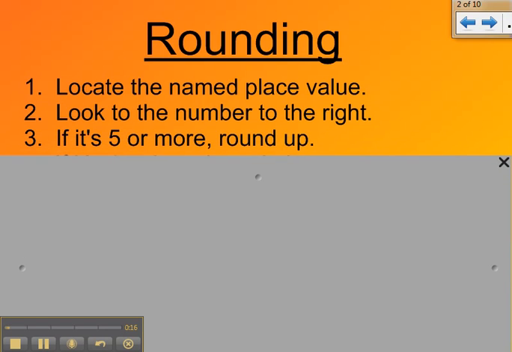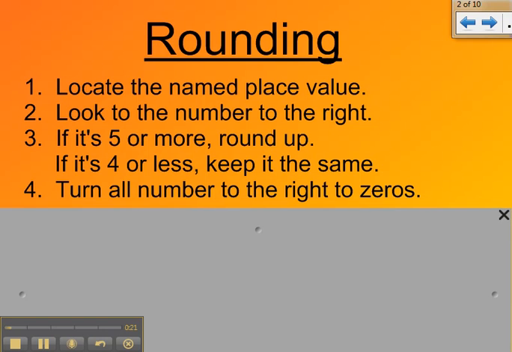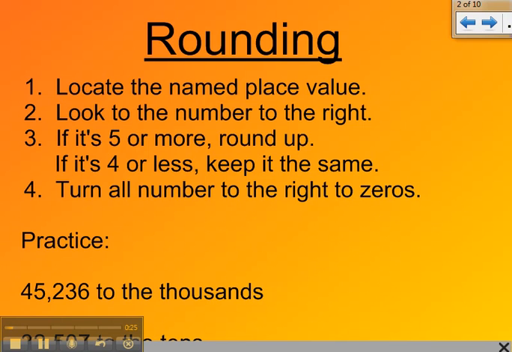If it's 5 or more, you round up. If it's 4 or less, you keep it the same. You turn all numbers to the right of it 0. Let's practice a couple before we move on to our estimating problem.